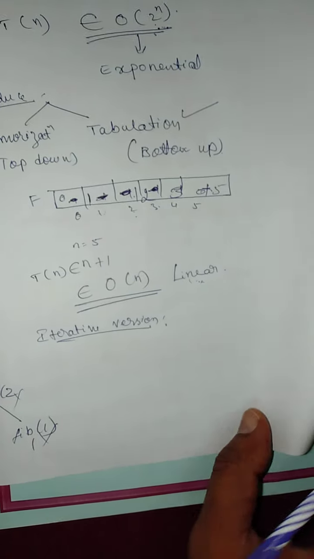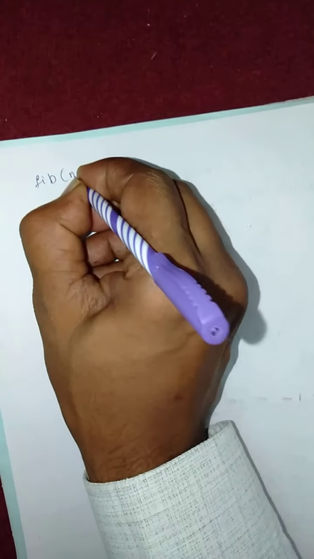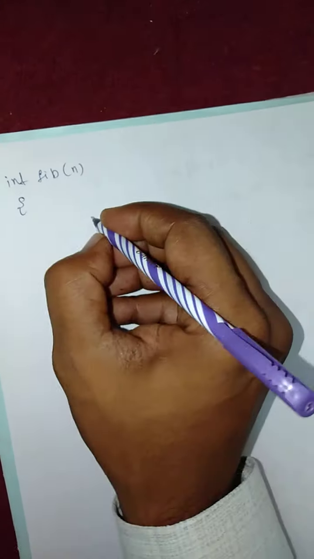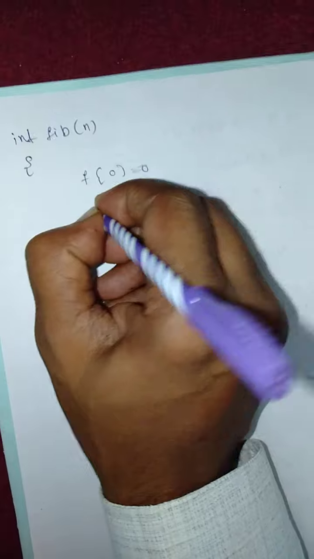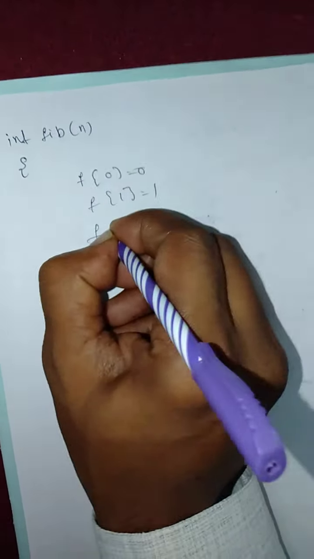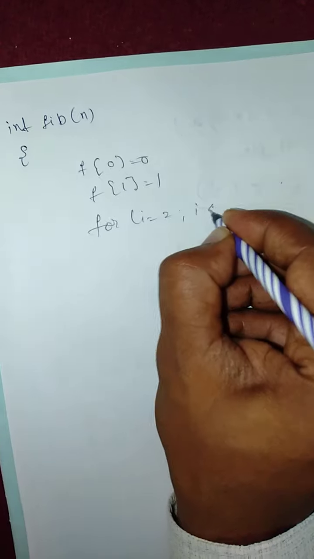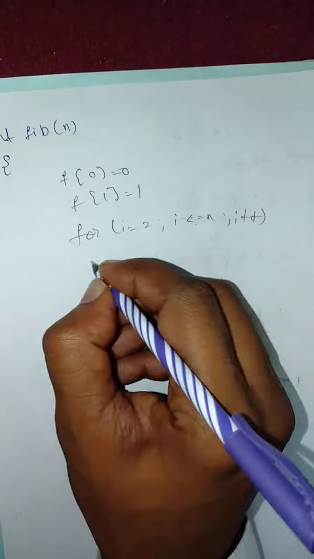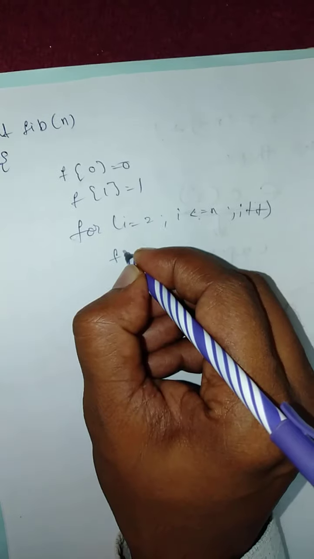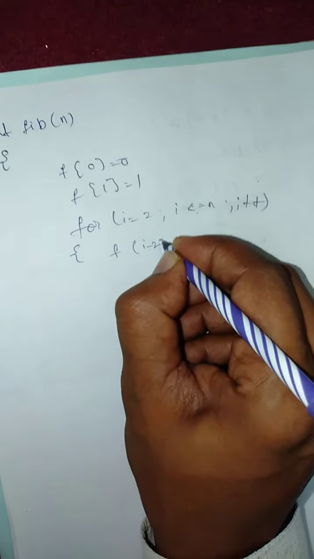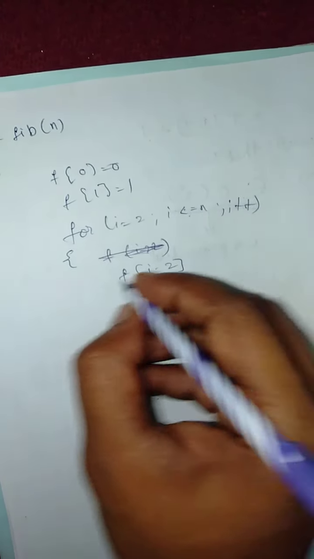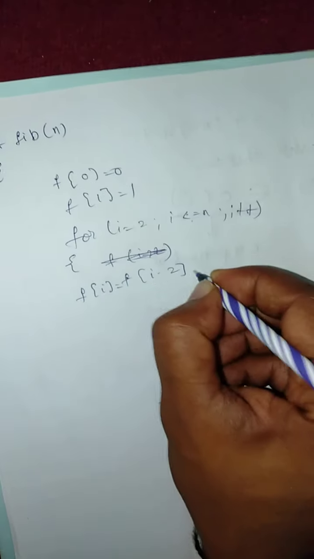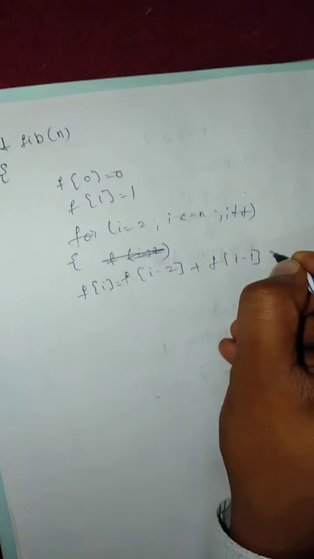So the iterative version of the Fibonacci, the function is something like this. So int fib of n. I will use the array f. So f of 0 is 0 and f of 1 is 1. Then for i equal to 2, i less than or equal to n, i plus plus, right? So f of i is equal to f of i minus 2 plus f of i minus 1, correct?